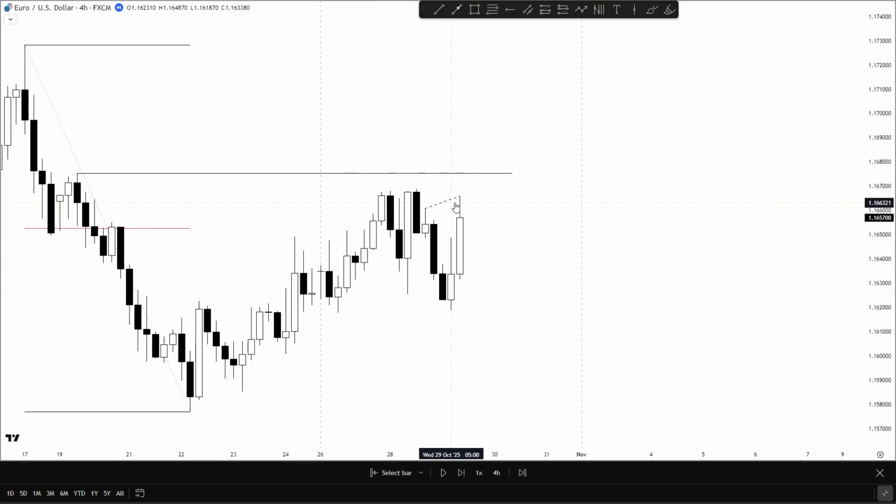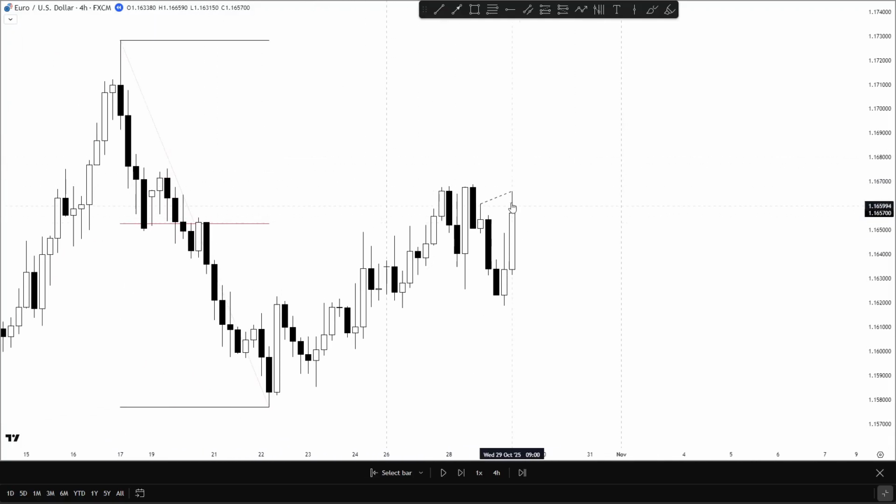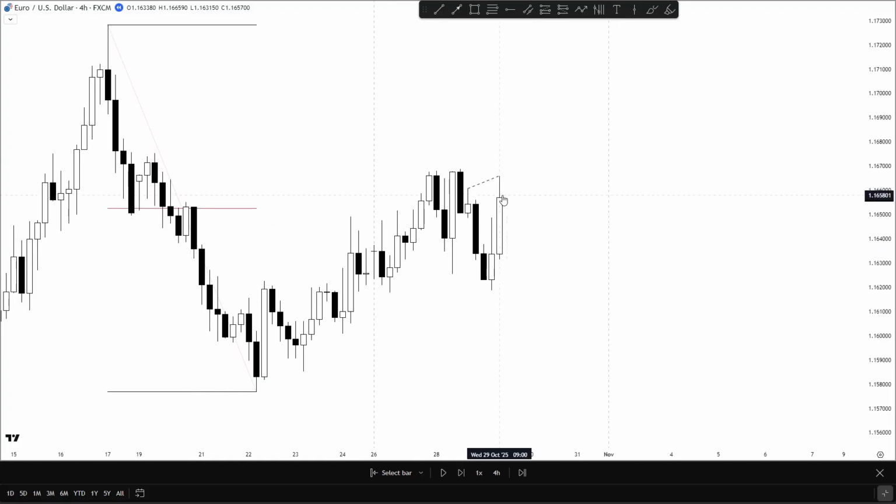Because of this divergence, it led me to believe that now we don't have to take out this high, and now we've finally rebalanced the dealing range completely, and now we can expect price to have a bearish range expansion lower towards the long-term drawn liquidity without taking out this premium key high.